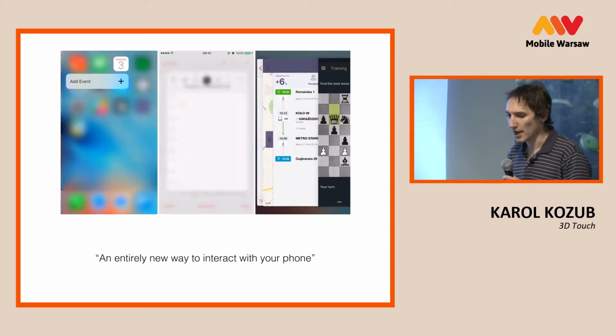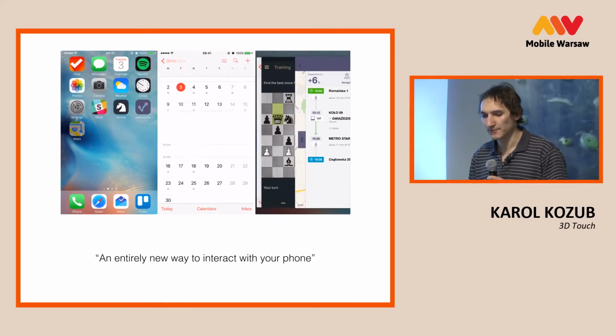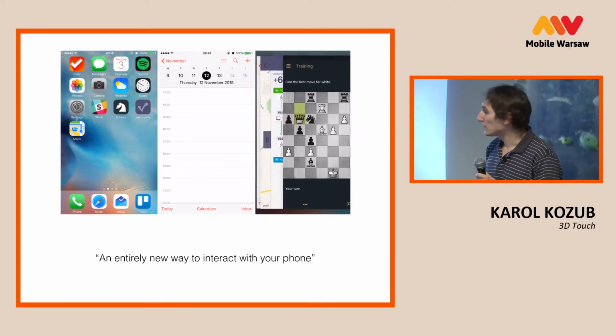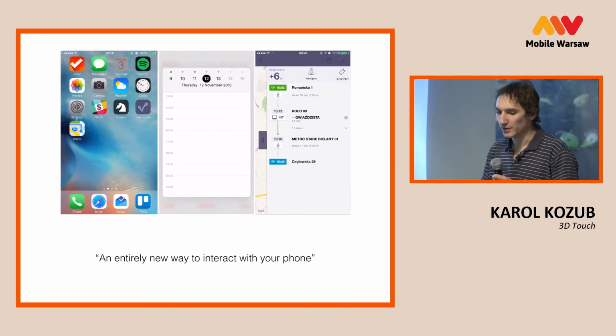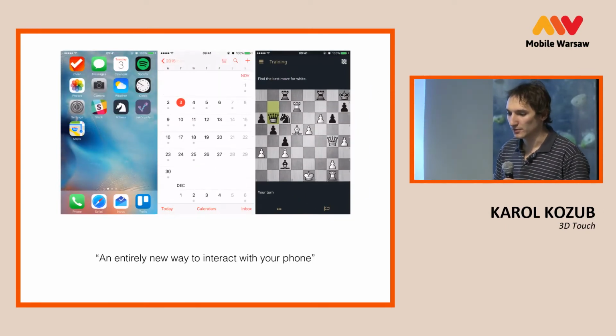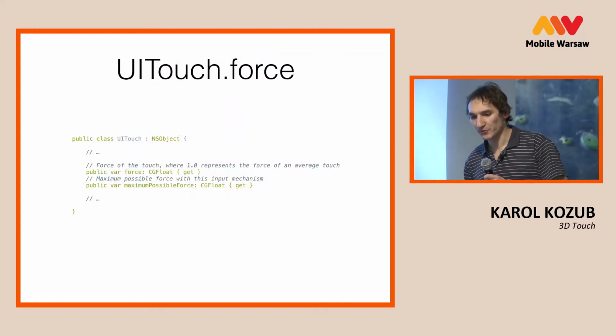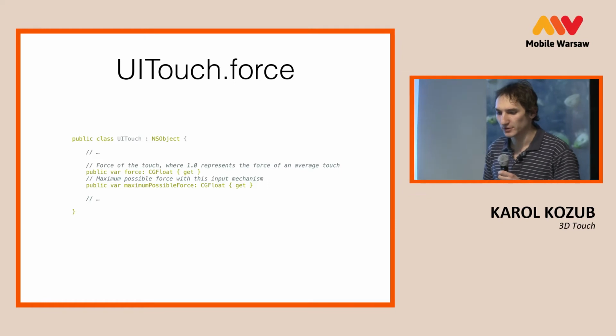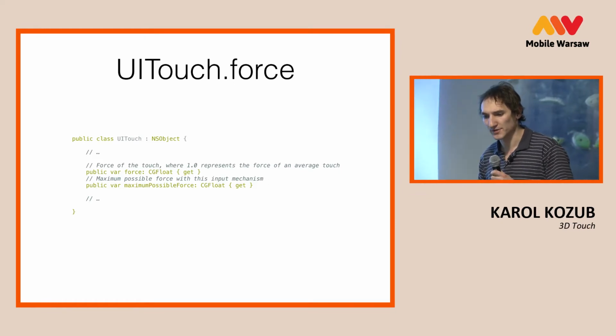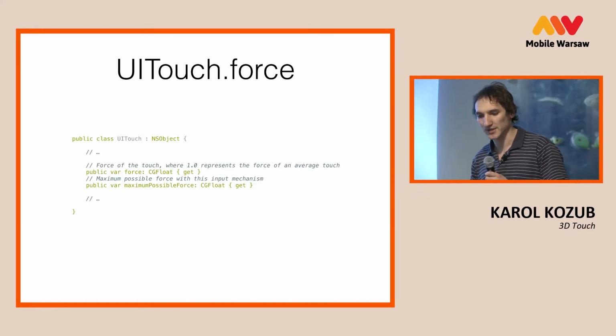Here, for example, you have quick actions on the left. In the middle, there is view controller previewing, and there is a gesture on the right that allows you to switch between applications. So first, I'd like to say a few words about the new properties on UITouch, namely force and maximumPossibleForce.